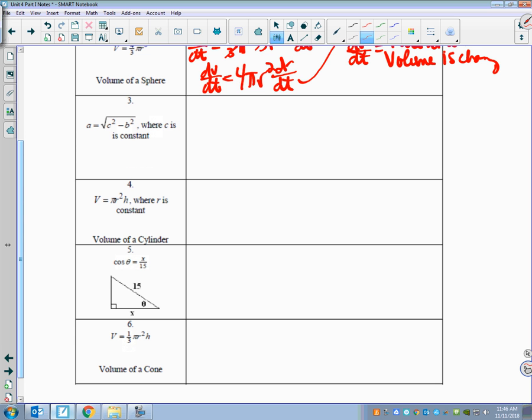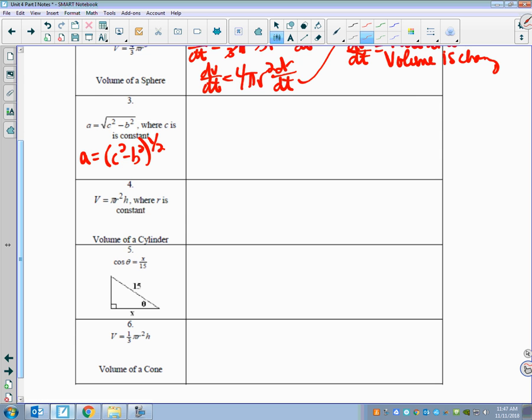So, what about this one? It says A equals the square root of c squared minus b squared, where c is a constant. So notice that c is the constant, so c would be like pi, but A and B would be our variables. Where does this come from? This looks like a version of a squared plus b squared equals c squared, only it's solved differently. If you think about this for a minute, we could rewrite this as c squared minus b squared to the 1/2 power.